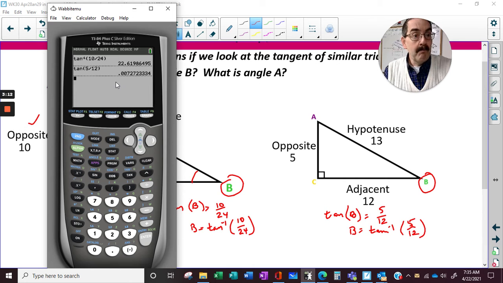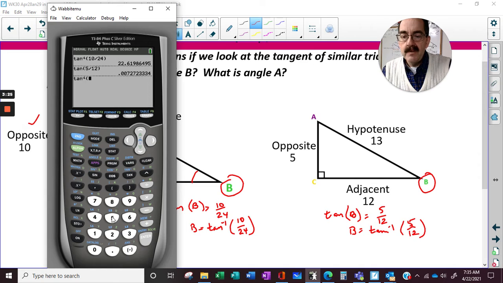Oh, you typed it wrong, Monty. You forgot to do the second. More coffee, Monty. Inverse tangent, 5 over 12, equals. We get the same angle.